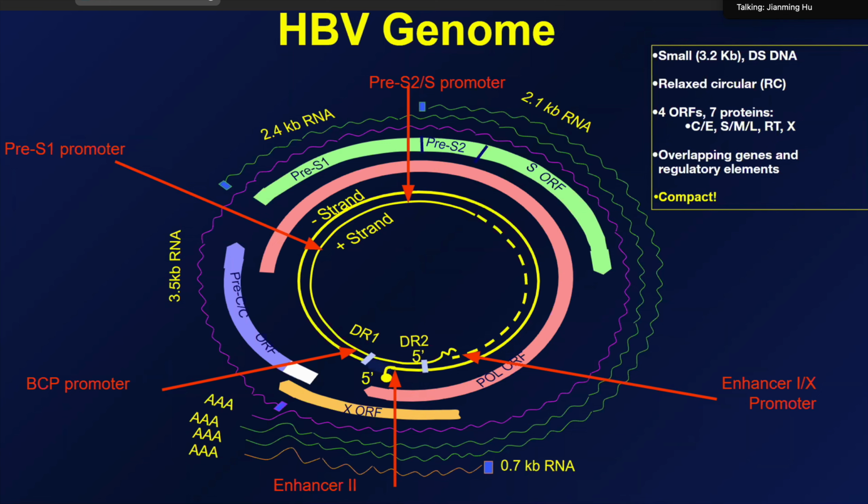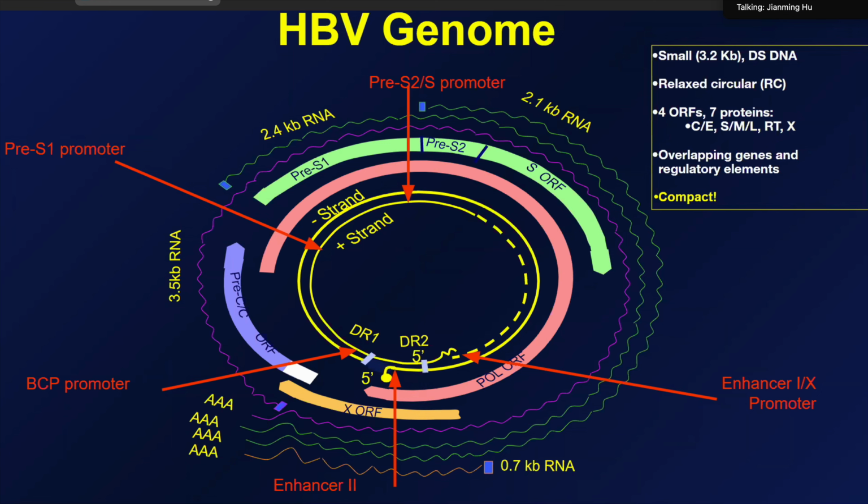In addition to that 3.5 kb RNA, there are also the 2.4 and 2.1 kb RNAs. Those two are translated to make the viral L protein and the M and S proteins, respectively. And then for production of the viral X protein, there's a separate X RNA, the 0.7 kb RNA. What's also depicted here is that all the viral RNAs have the same 3' end. They terminate at the same polyadenylation site.